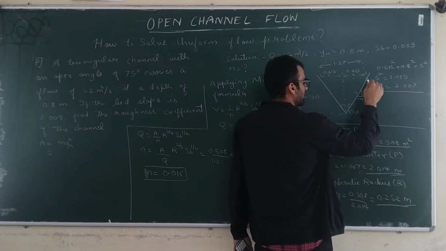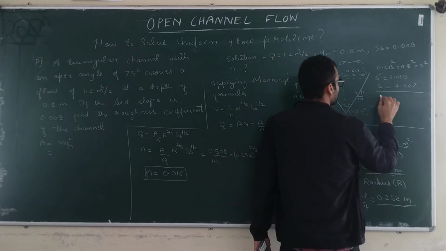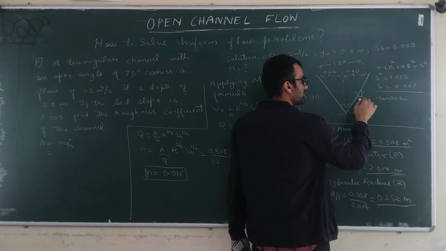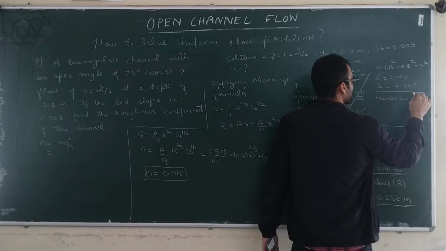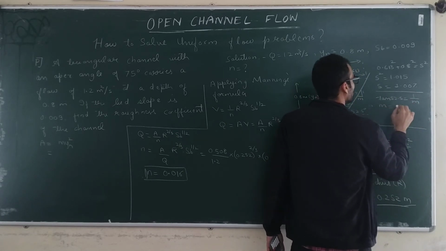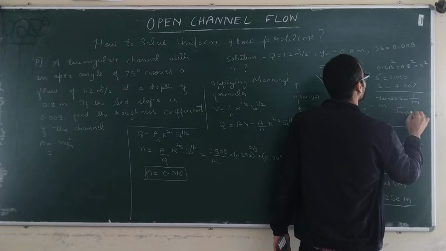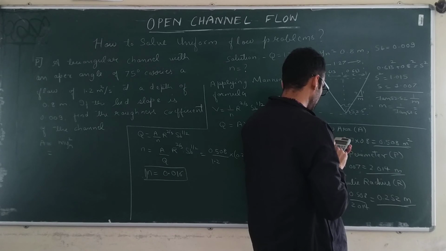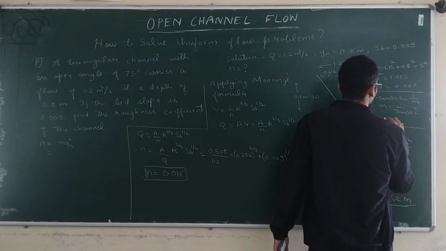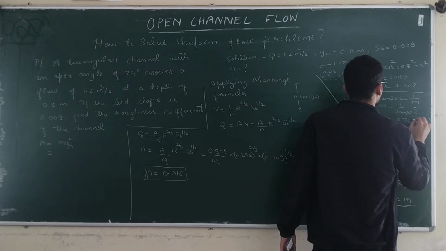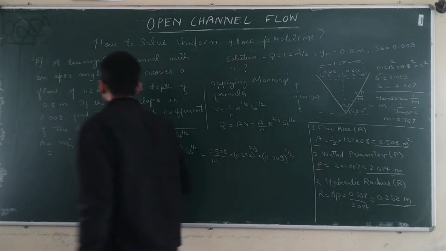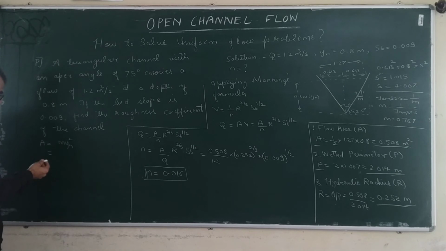If you look at this triangle, tan of 52.5 will be equal to 1 by m, opposite upon adjacent. Tan is opposite upon adjacent, so 1 by m. So m would be 1 by tan of 52.5, which equals 0.767. So the side slope m is 0.767. Once you know m, you can directly use the formulas which you remember.